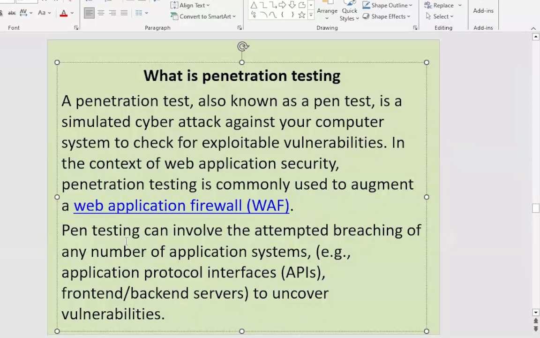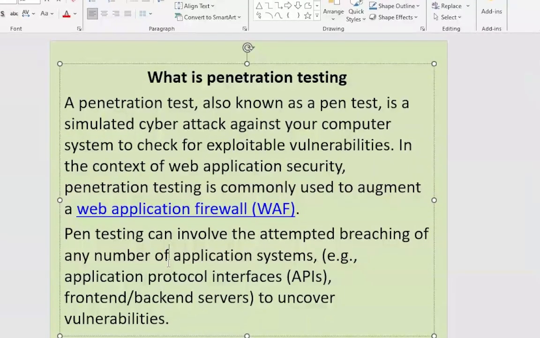It can involve the breaching of any number of application systems. Of course, you must have a legal document from your employer that you are going to do penetration testing, because the employer is paying you. Being an ethical hacker, you are employed by someone. You must take the permission of that someone whose systems you are ethically hacking, or otherwise you will be in big legal trouble. Otherwise, you will simply be caught in the category of black hat hackers, those bad hackers.